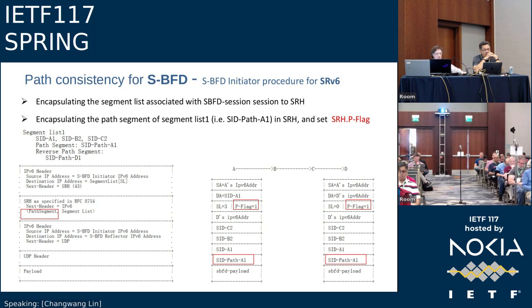First, the packet is encapsulated with the segment list into the control packet. If it has a path segment, then encapsulate the path segment in the SRH and set the P flag. Then the control packet reaches the reflector, carrying the path segment of the forward path. Next page, please.